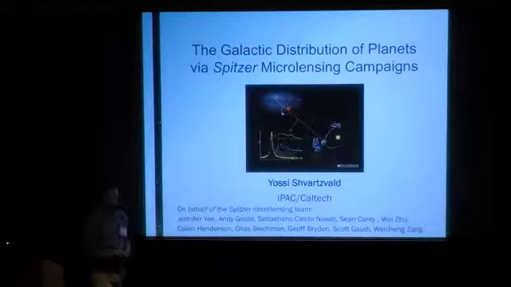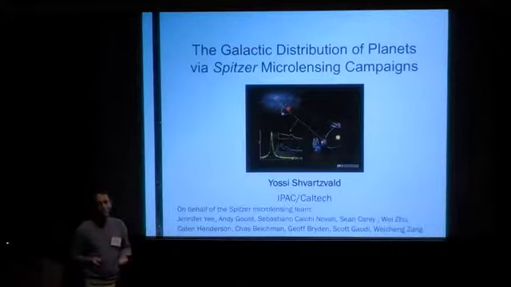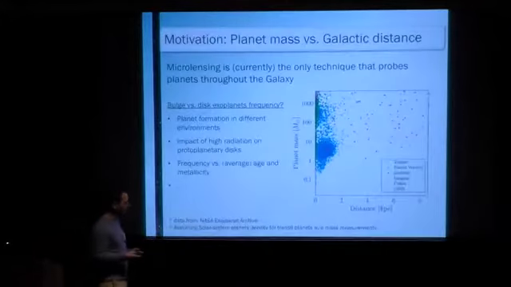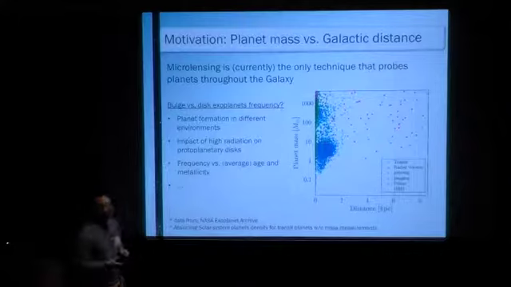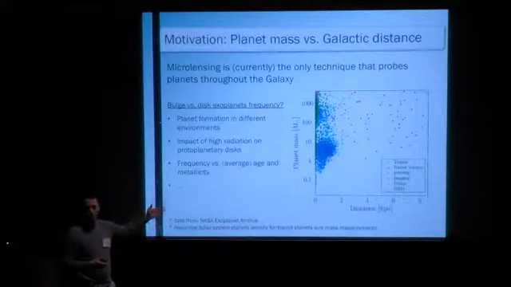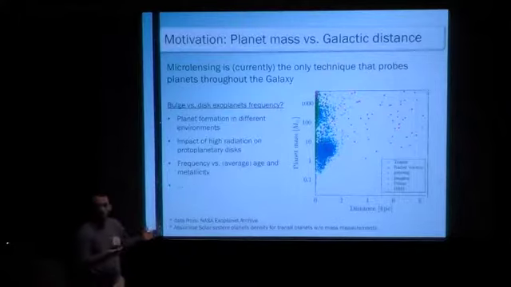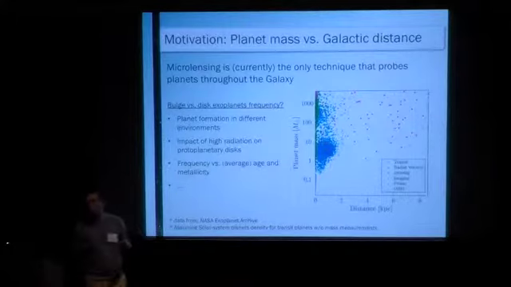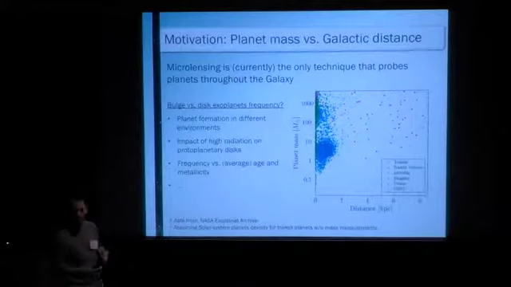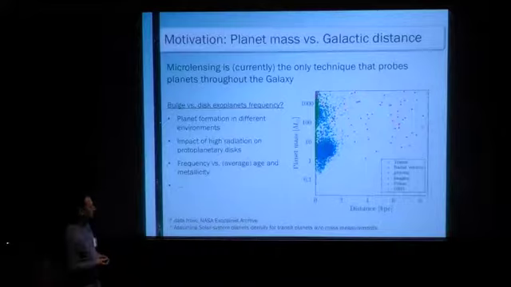Okay, thank you. So I'll give an update about our Spitzer microlensing campaigns. The main goal of these campaigns is to constrain the galactic distribution of planets. When you look at the planet's mass versus distance from the solar system of all planets that we know, you can see that the red points, which are the microlensing, is basically the only technique that can probe this regime. This is the only technique that can answer the question, what is the planet formation efficiency in different galactic environments, specifically between the bulge and the disk, where we might have different frequencies.